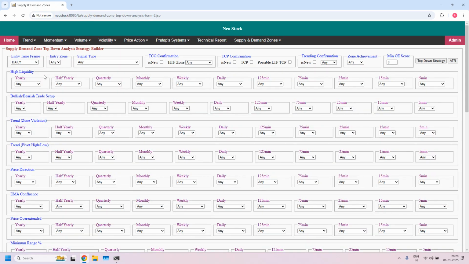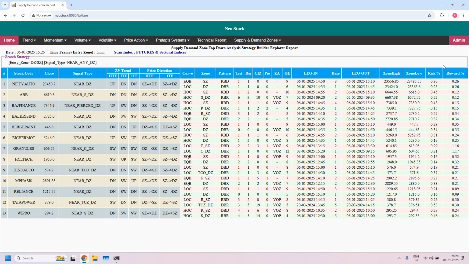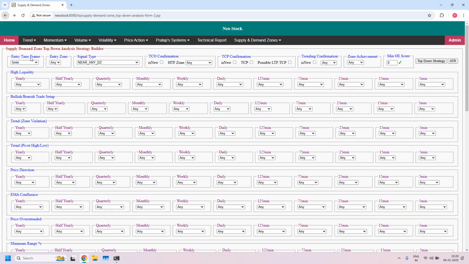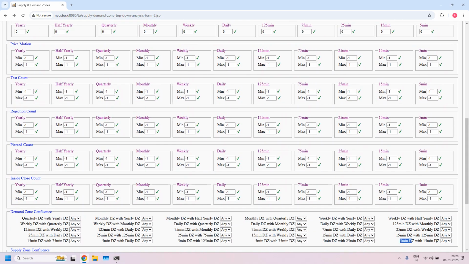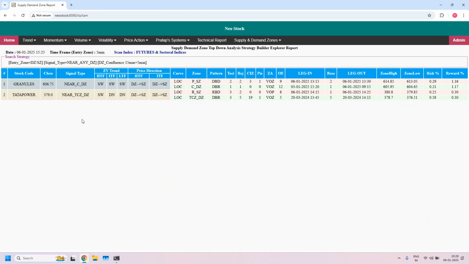Okay, next time frame is 5 minutes. Stocks near 5 minutes demand zone. 13 stocks are filtered. So let's verify how many of these stocks are having ITF demand zone confluence. So in the demand zone confluence, I am enabling the filter 5 minutes demand zone with 15 minutes demand zone confluence. 2 stocks are filtered. The second one is already pierced, no use with that.